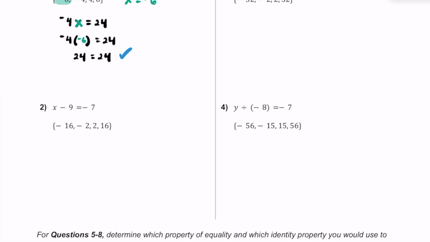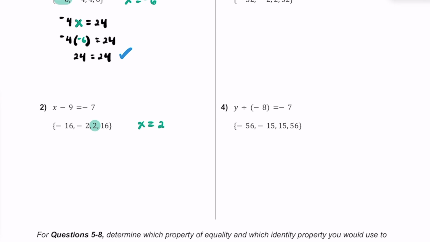For number 2, we have this x minus 9 is equal to -7. If we plug in -16 here, -16 take away 9, that's going to be -25, so that doesn't work here, right? What about -2? Well, -2 minus 9 is going to be -11, so that doesn't work either. If you plug in +2, take away 9 is -7, so this one seems to be our answer, right? So let's say this is going to be our solution, and we're going to say that x here would be equal to +2.